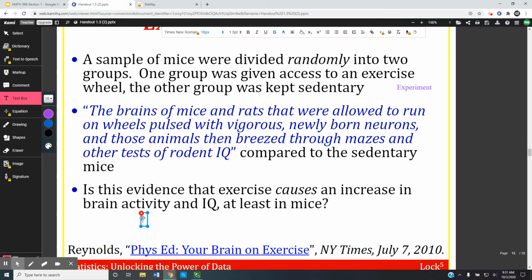Well, first of all, did we meet the criteria? One, was it random? Yes. Two, was it an experiment? Yes. Did we have results that were significantly different? Yes. So the answer is yes. We are allowed to put causality on this because it meets all of the criteria that we have implemented.